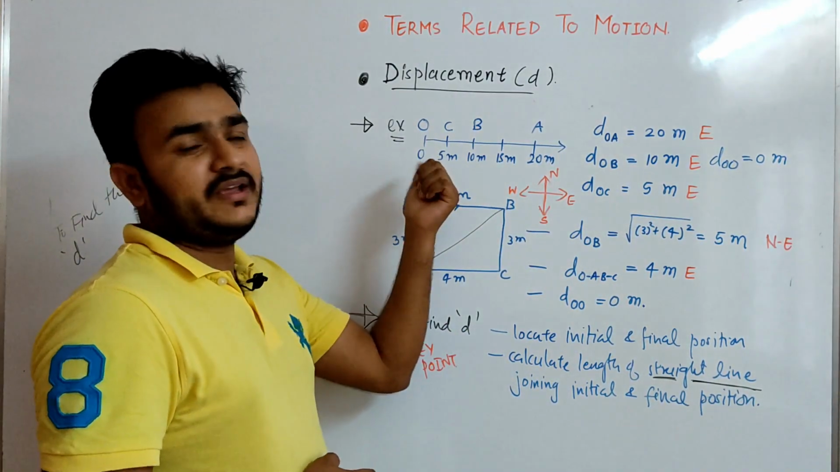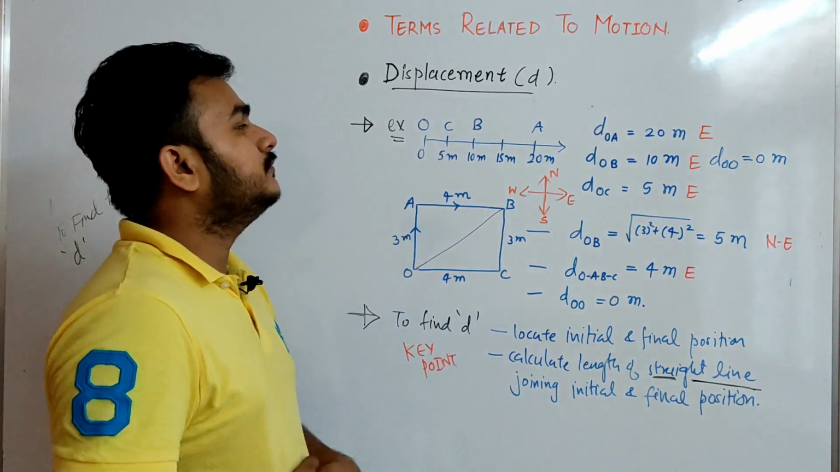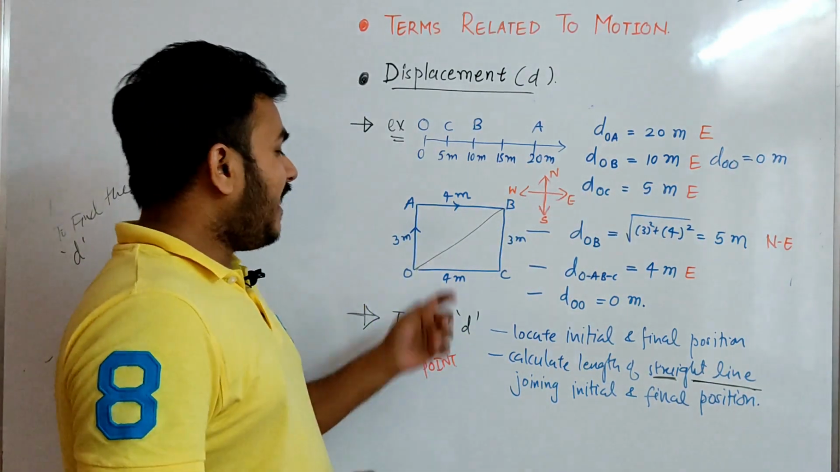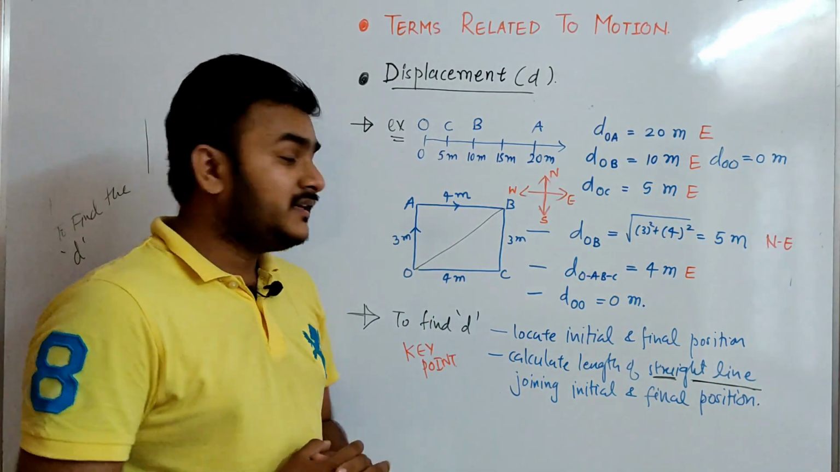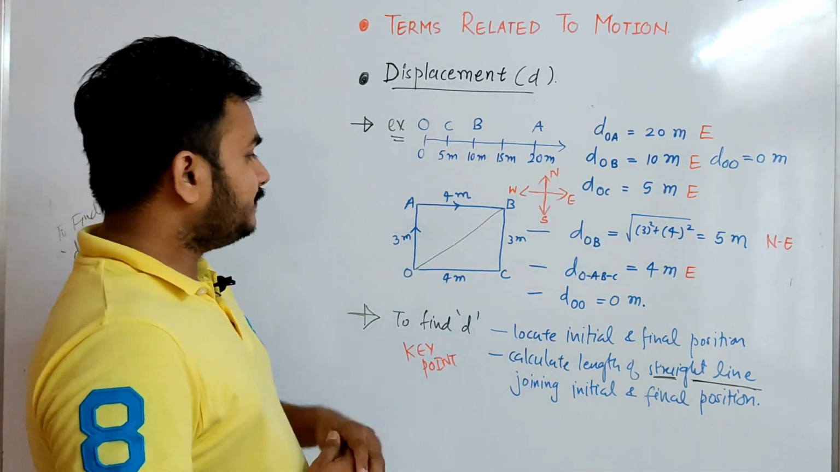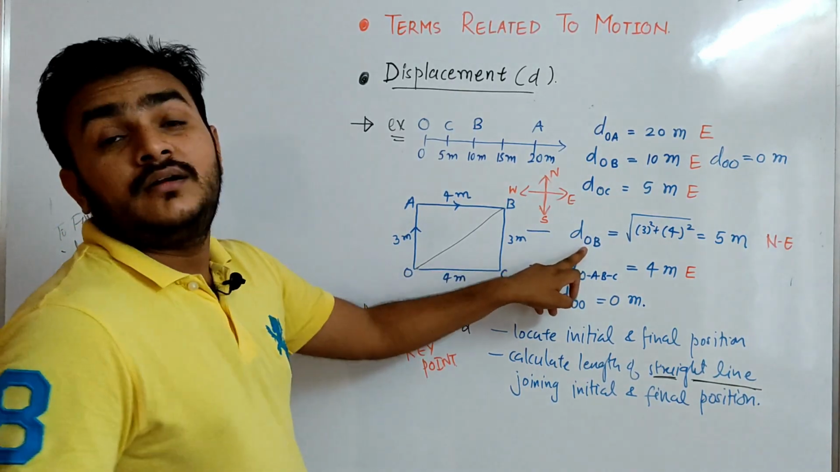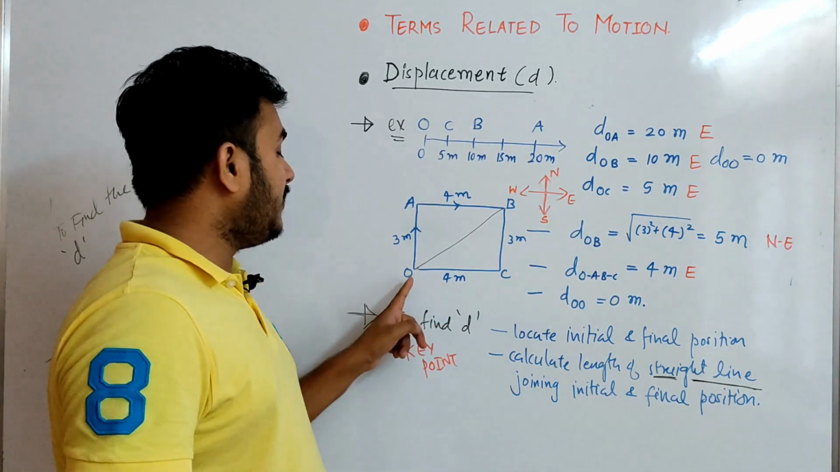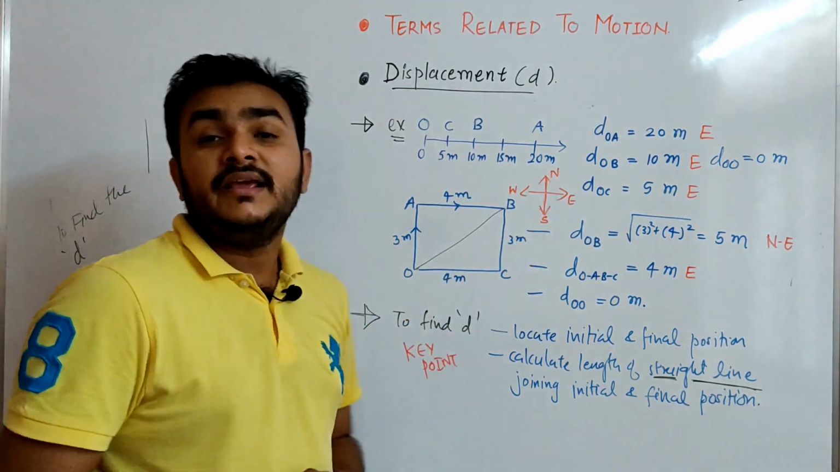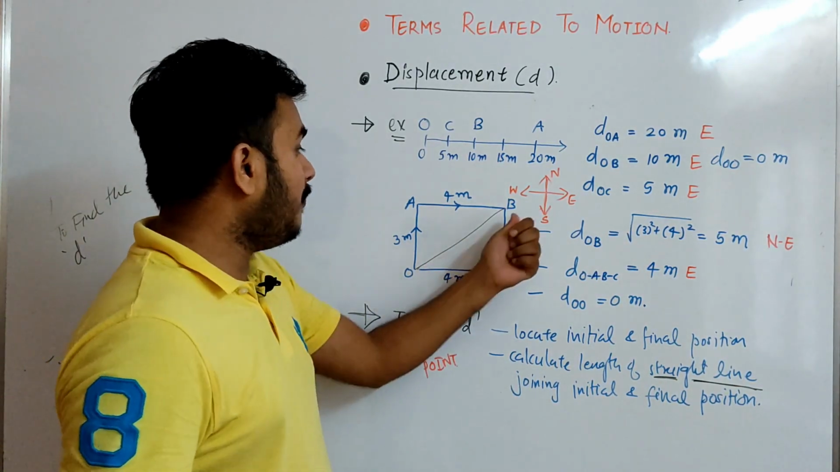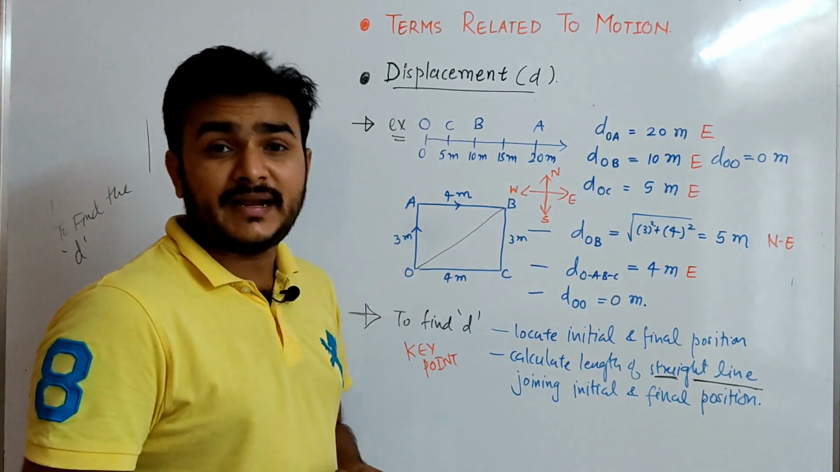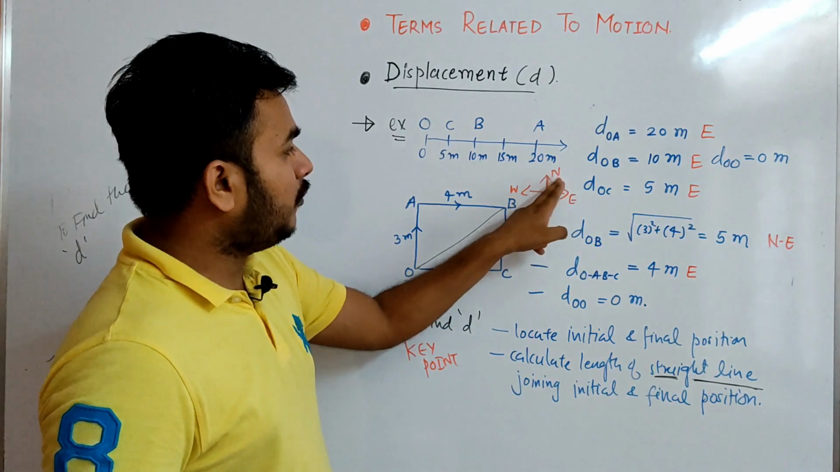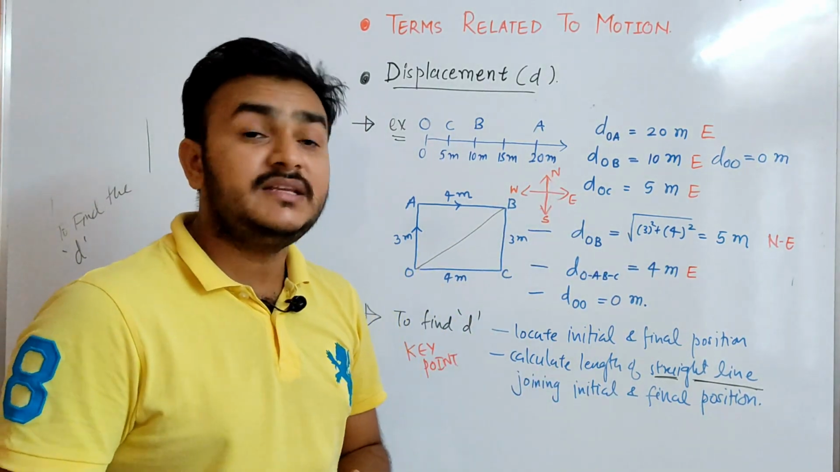Now for the same object, when it comes back to the original position O, then in that case the displacement will be equal to 0 meter. Okay. Now let us take another example in which the path is rectangular. If I want to find out the displacement for the O to A to B journey, then we have to draw the straight line between point O and point B, because O and B are the initial and final positions. So the length of OB, that is the diagonal of the rectangle, is 5 meter, and since it is along the northeast direction, northeast is specified.